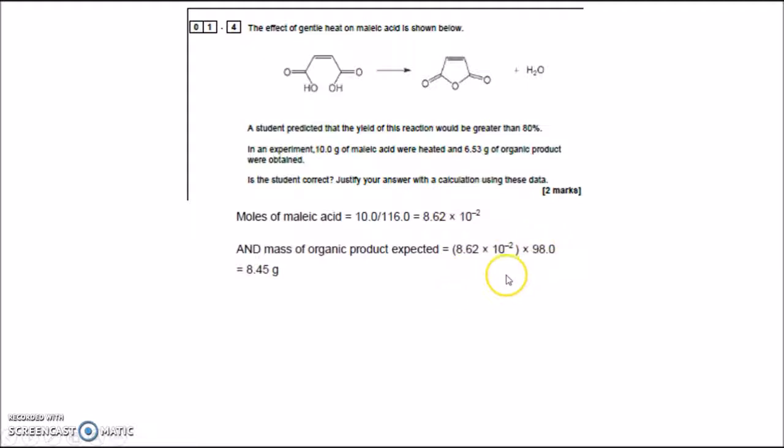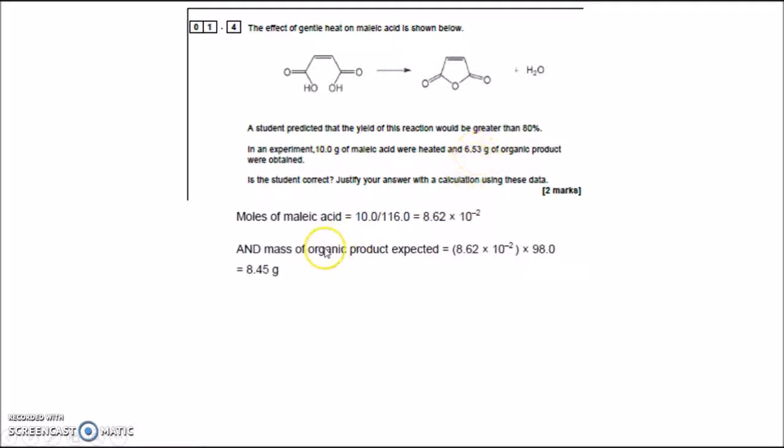Now, moles is mass divided by MR, so moles times MR will give me the mass. Number of moles of this, 8.62 times 10 to the minus 2, multiplied by 98, which is the MR, tells me that I should make 8.45 grams if I get 100% yield, if everything works out perfectly. It's no surprise that I've got 6.53 grams. I've lost some along the way.